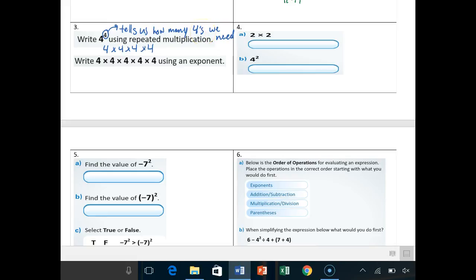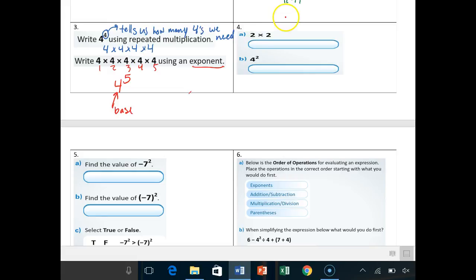Okay? Then do it the opposite way. So write 4 times 4 times 4 times 4 times 4 using an exponent. So we have 1, 2, 3, 4, 5. So this is 4. This is what we call our base, right? And then what are we multiplying our base times itself? How many times? We're multiplying to the 5th, right? 4 to the 5th. All right, so I'd pause this video right now and do number 3 and then number 4.